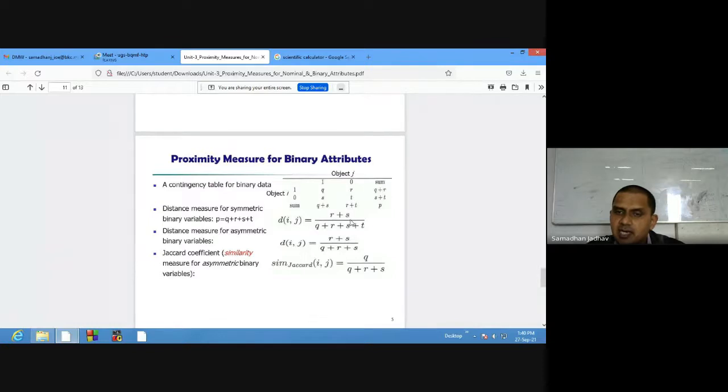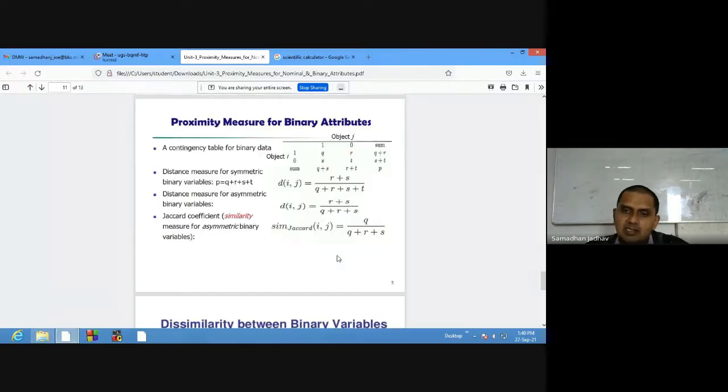R plus S, what is R? The number of attributes for which object I has 1 value and object J has 0 value. Similarly, S is what? 0, 1. That means object I has 0 and object J has 1, for how many attributes? So that is S. So these Q, R, S, T are counts of attributes, right? So let us see the example.